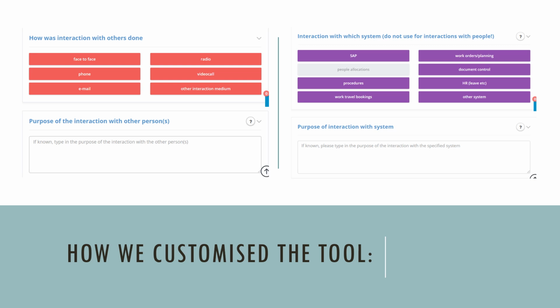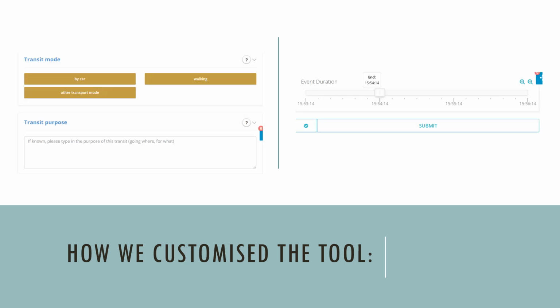And the same goes on the right-hand side of the slide. You can see that we customized it differently with interactions with systems and kept it super simple with what system did they use and what was the purpose of them using that system. Lastly, with transit mode, we again kept it super simple with how did they transport themselves to a location and back and what was the purpose of it.